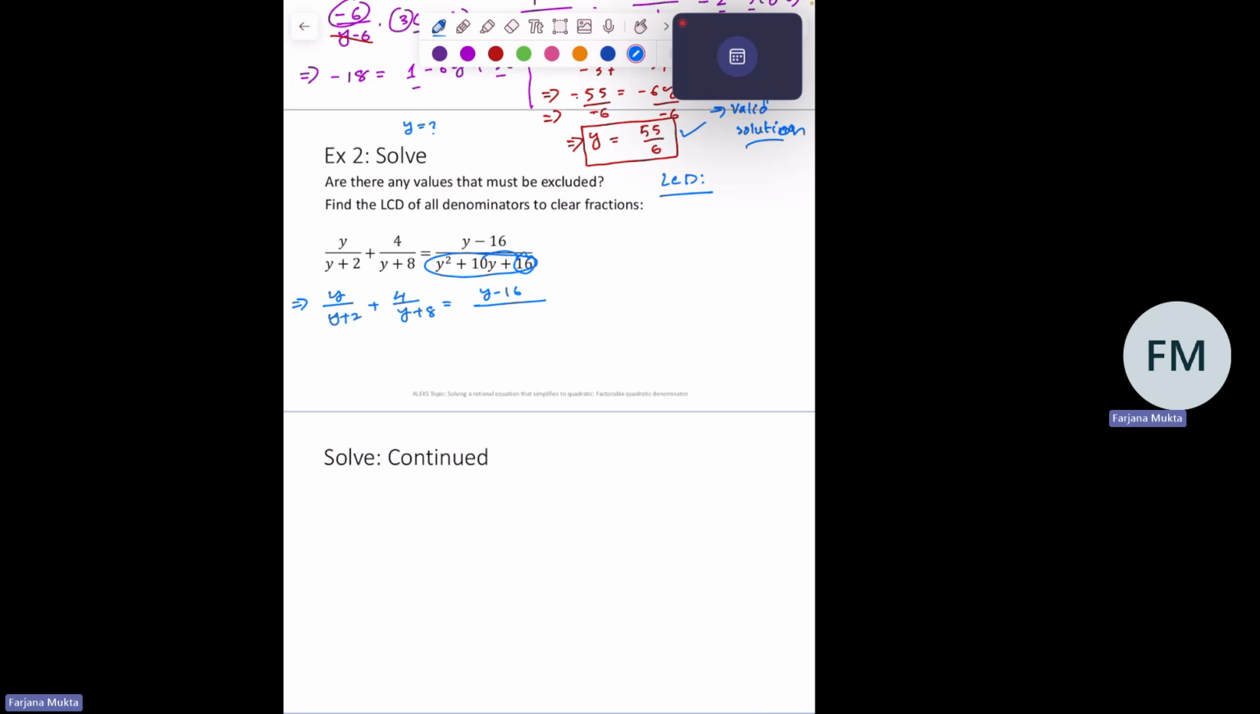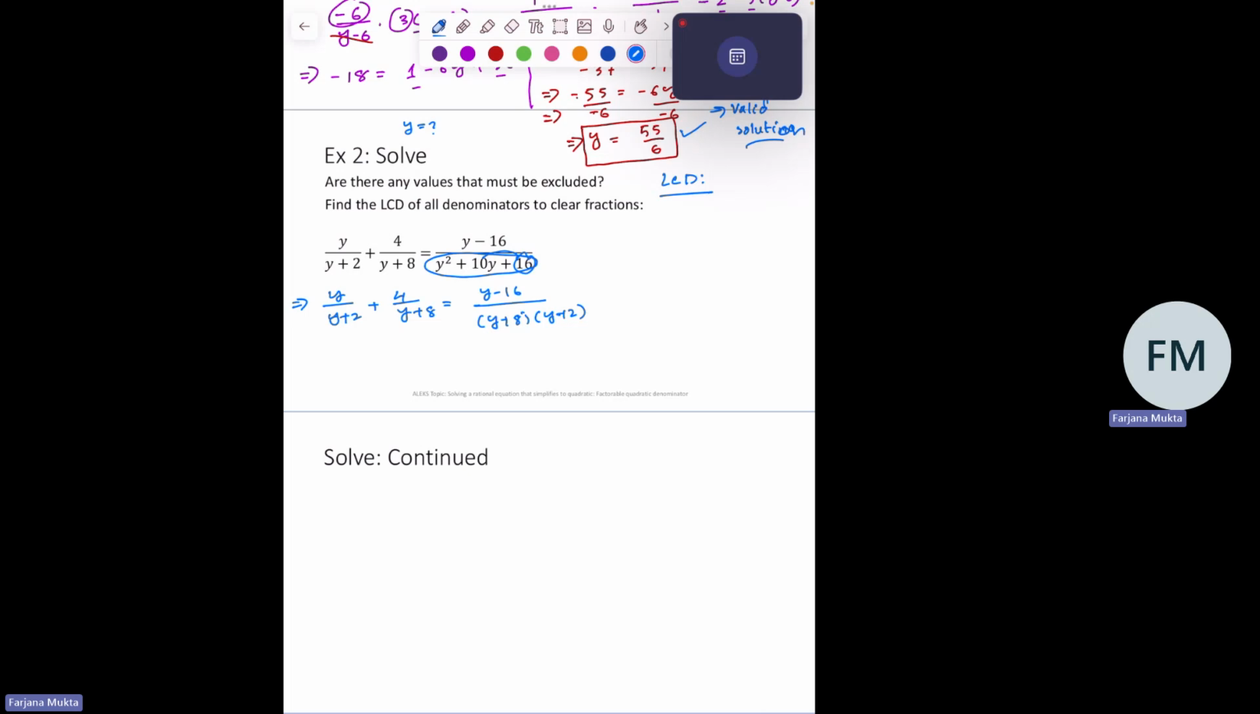So 8 times 2 is 16, and if you add them, it's 10. So yeah, that works. So it's y plus 8 times y plus 2. Perfect. Now let's look for the LCD.